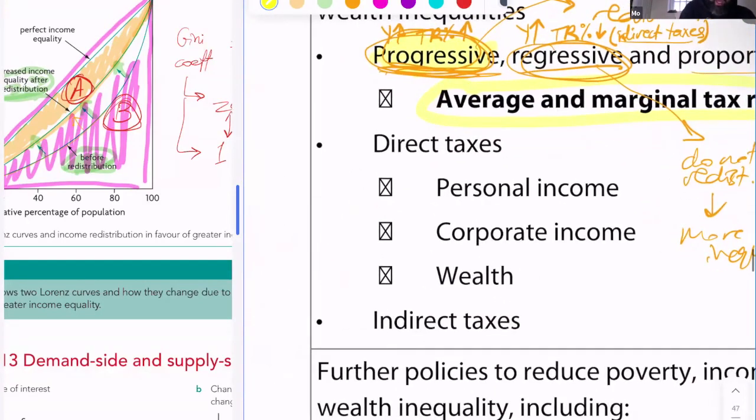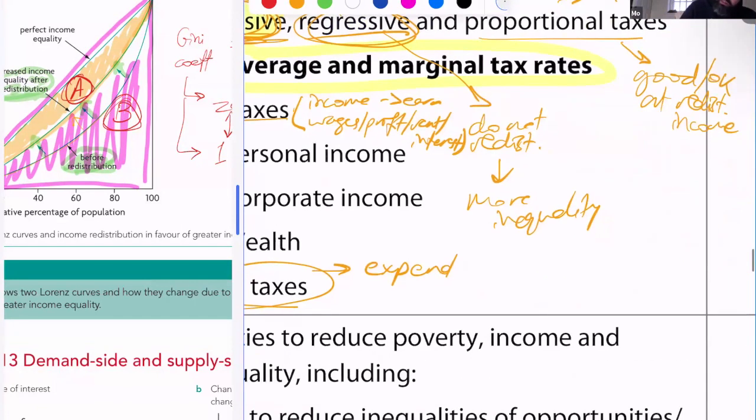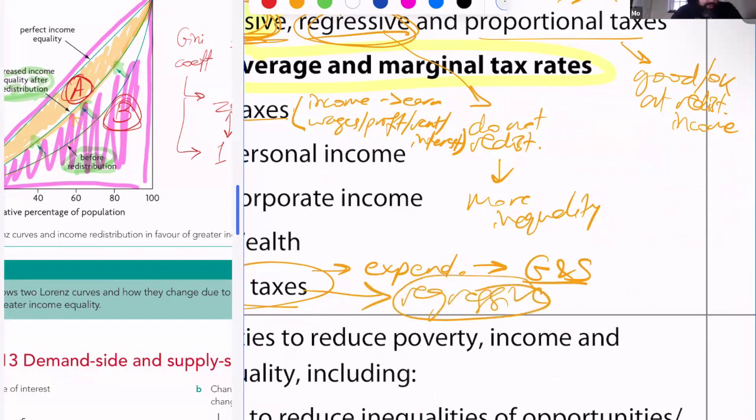All right, so keep in mind, there are two different types of taxes. Direct taxes are taxes on income. Income is what you earn. So taxes on wages, taxes on profit, taxes on rent, taxes on interest are all direct taxes. You can make those more progressive if you want to redistribute income. Indirect taxes are taxes on expenditure. When you spend money, you're spending them on goods and services. These, by definition, are regressive. So the best thing to do is to reduce your reliance on indirect taxes.